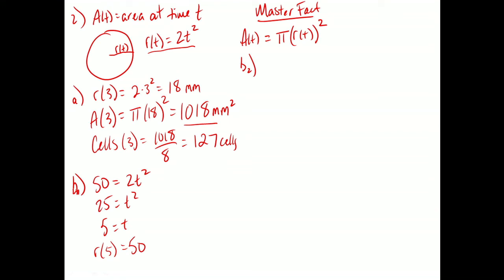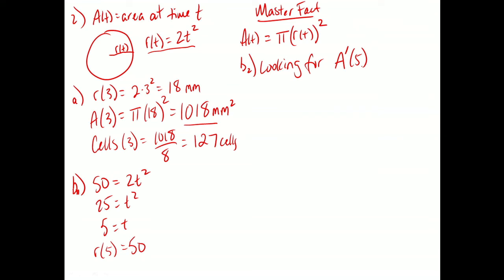So what is it that I'm looking for? I do think this is important. We're looking for the rate at which the area is changing. So the area is A, and it's the rate at which the area is changing at time 5. That is what I'm looking for. A prime of 5 is what I'm trying to compute. Okay?